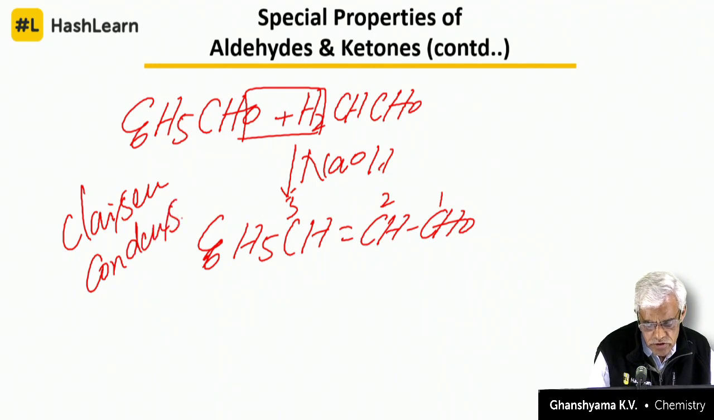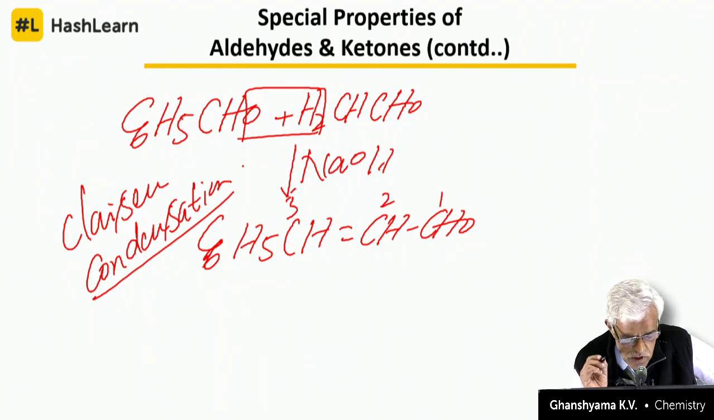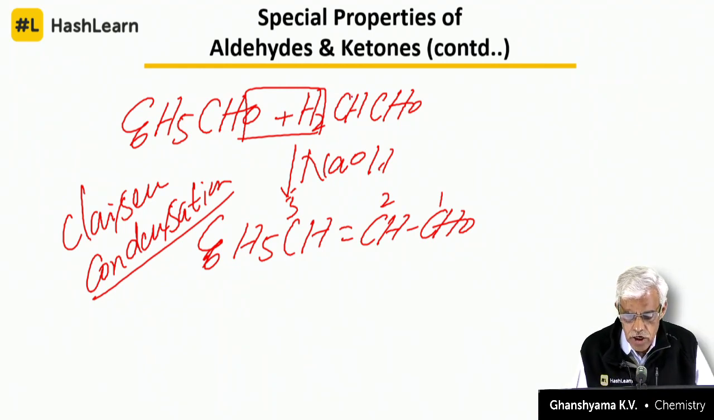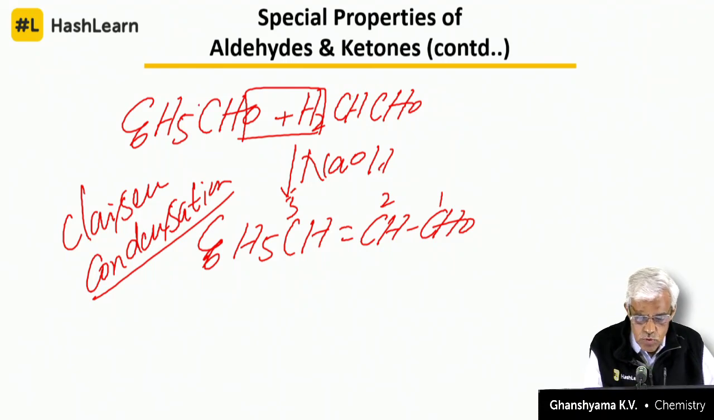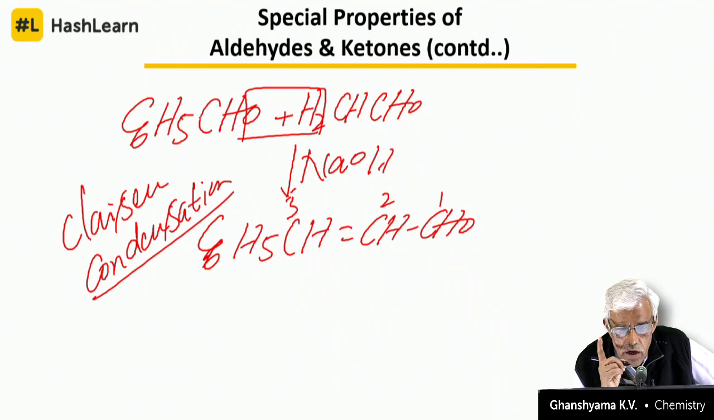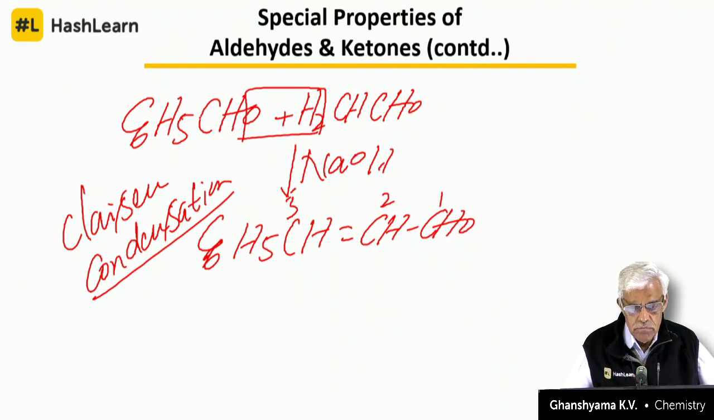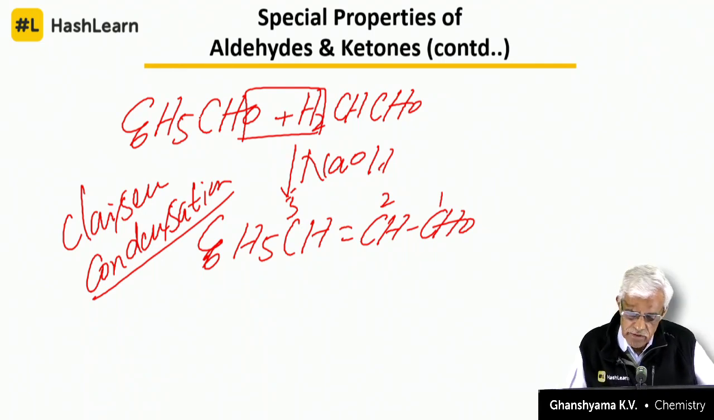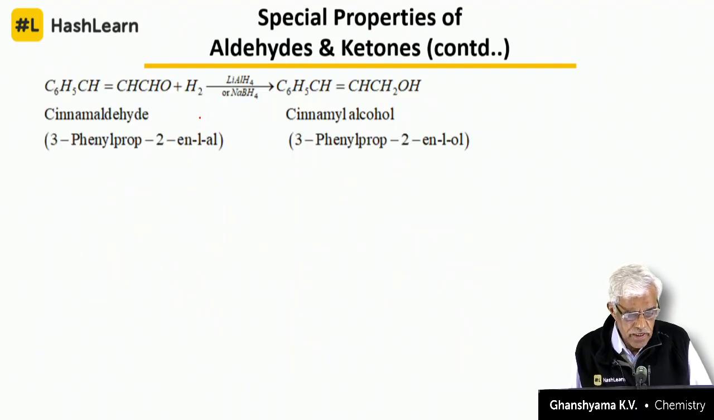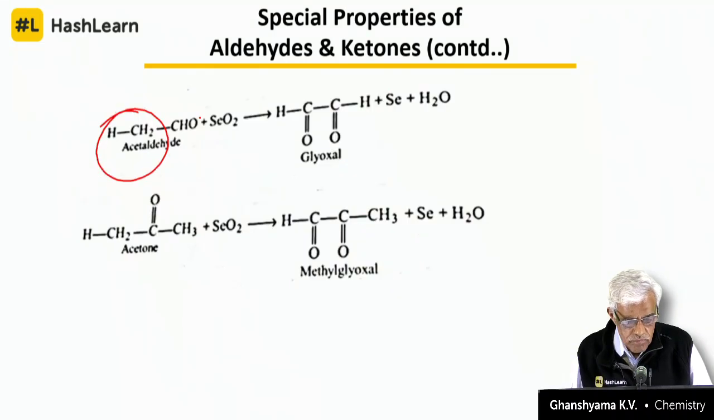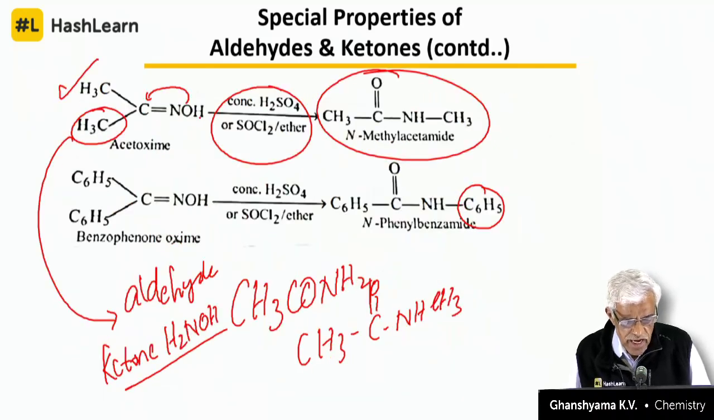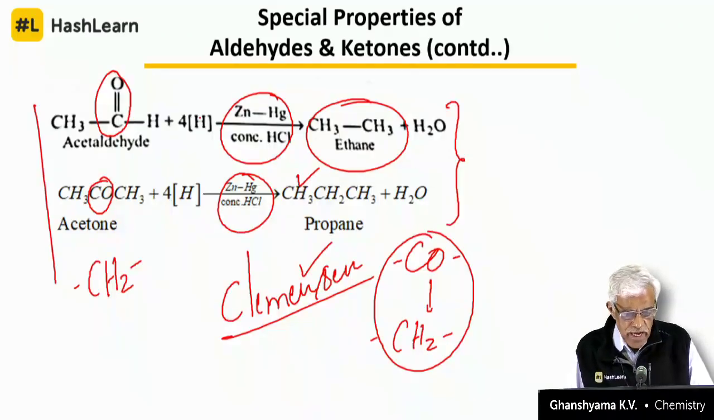This is called Claisen condensation. So, this is crossed aldol, but the thing is, out of the two compounds, one should contain an alpha hydrogen atom. Benzaldehyde plus benzaldehyde, no reaction, that will give rise to Cannizzaro reaction. Okay, right. Now, coming to another important reaction, Cannizzaro reaction.